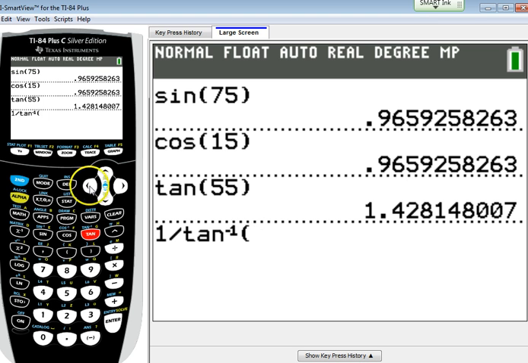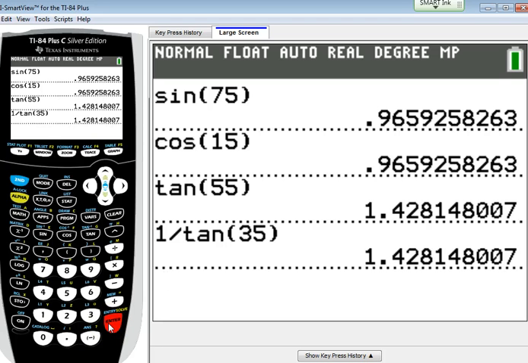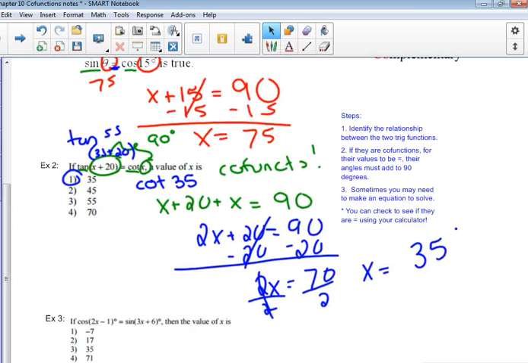Guys, cotan, we don't have a button, right? So we have to do 1 over the tangent. So they're the same. Perfect. All right. Why don't you guys try the next one?